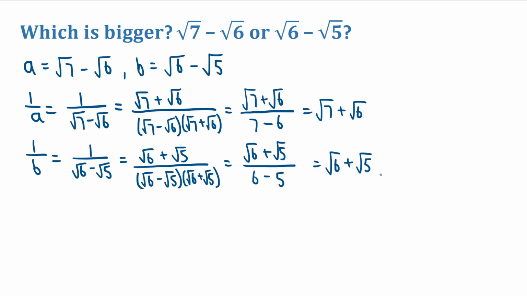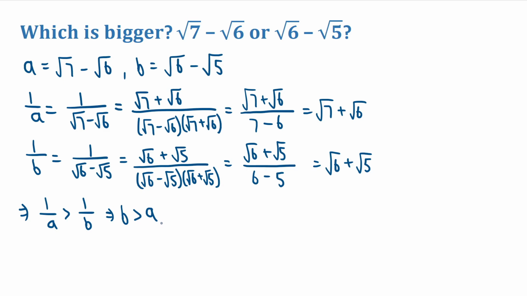1 over a and 1 over b both have a square root of 6 term, but the square root of 7 in 1 over a is greater than the square root of 5 in 1 over b. So we can clearly tell that 1 over a is greater than 1 over b. Since a and b are both positive, this means 1 over a greater than 1 over b implies that b is greater than a. This makes sense because in general, for fractions without any negative numerators or denominators, whenever we have two fractions with the same numerator, the one with the smaller denominator is greater.